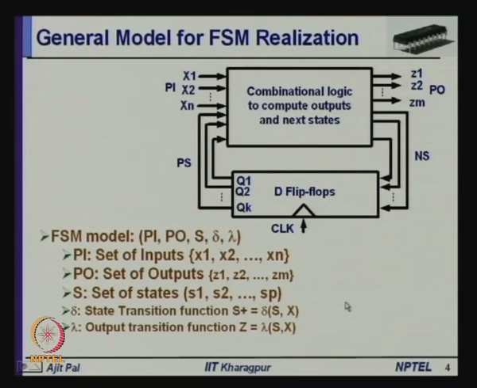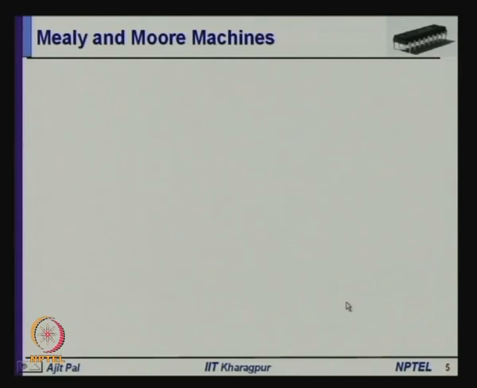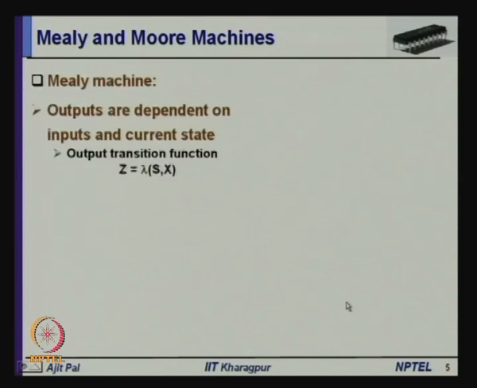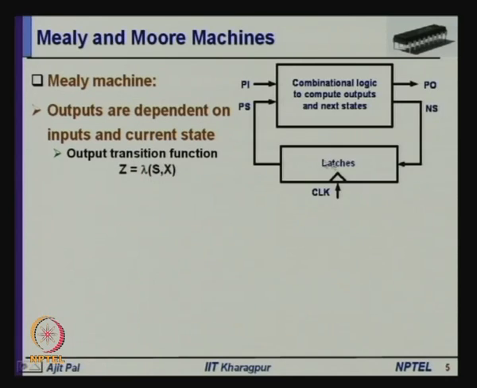However, there are two classes of machines which are known as Mealy and Moore machines. In the case of a Mealy machine, outputs are dependent on inputs and current state. That means Z is equal to lambda(S, x), as it is represented with the help of this diagram.